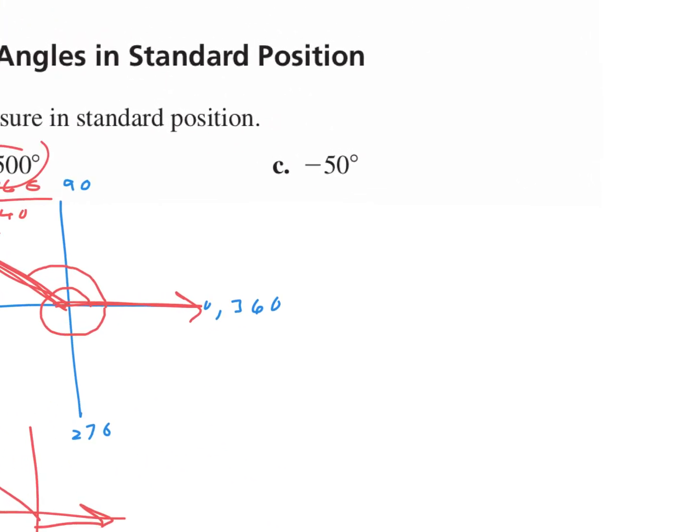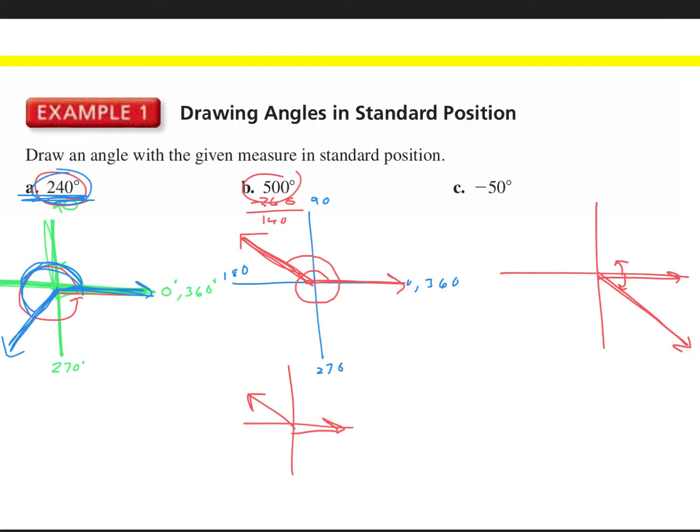All right, and let's look at C. Here we have negative 50 degrees. What's different when we have a negative degree? It goes the other way. So instead of going up to start, we actually go down. So we're going down 50 degrees, which would be about here. All right, we have 4 more on the next page to practice.